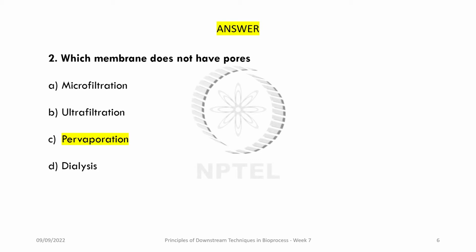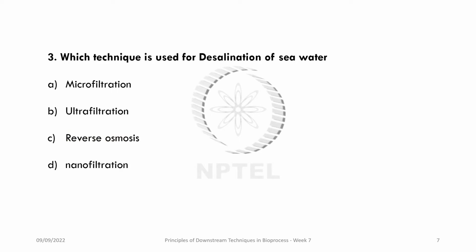Okay, shall we move on to the next question? So this is very simple. So I'm going to wait until one of you answers. Which technique is used for desalination of seawater? Option A, microfiltration. Thank you, Shriram. Somebody else? Option B, ultrafiltration. C, reverse osmosis. And D, nanofiltration. I mean, I need to know at least if you guys are awake, right? It's Friday evening, slowly ebbing into the weekend.